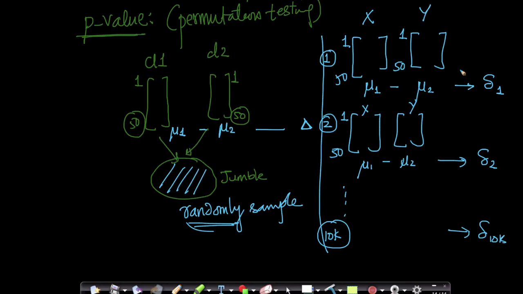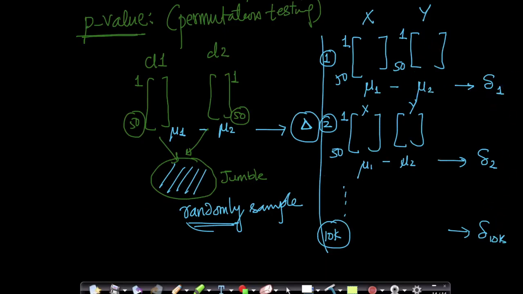These deltas are important. So what I've done is, let's quickly recap that. I have 50 points in my class 1 and 50 points in my class 2, and the difference of means is capital delta. I put all of these 100 observations together, jumbled them up and kept randomly sampling 50-50, and I've sampled it 10k times. For each time I sampled 50 points, I took the difference in means of the first 50 and the second 50, and I got these values as delta i's.